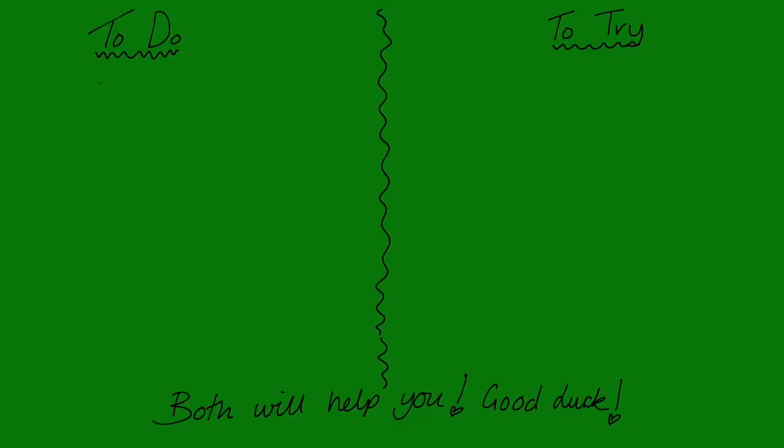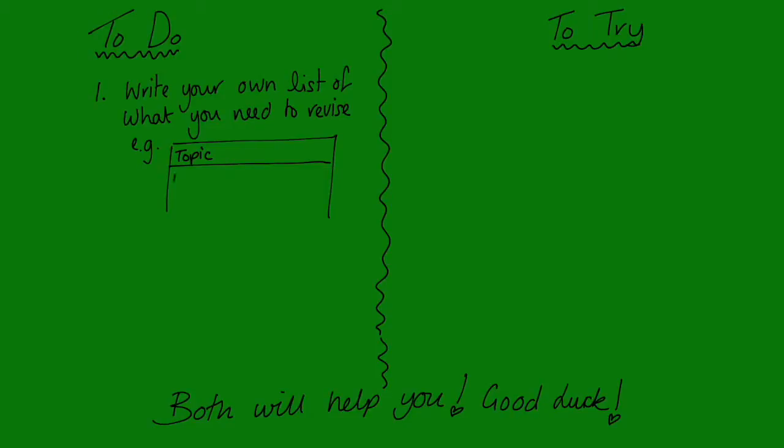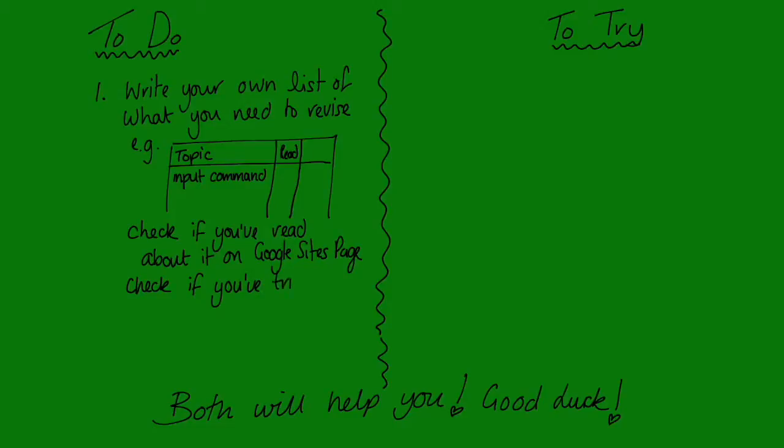Over the course of this next week, I would suggest that your task today to definitely do would be to write your own list of what you actually have to revise. Okay, it could look something like a grid where you've got the topic one side, a bit like input devices or input command if you were doing your Python stuff. Then you check you've read about it. So you could go on any of the resources on our Google Sites page, links on there to the BBC revision pages for the ICT and the computer science sections where it's really useful revision techniques.